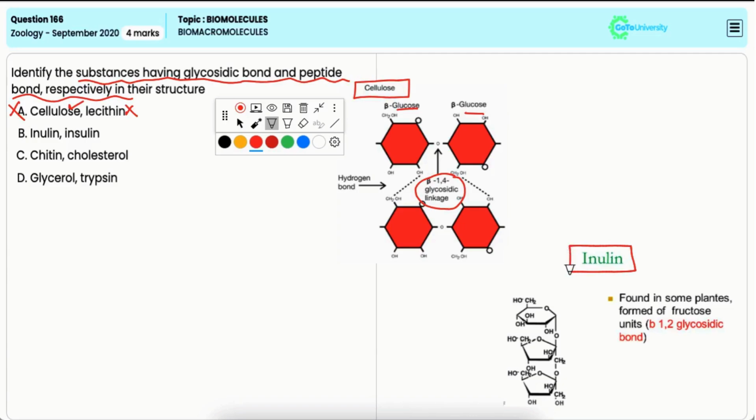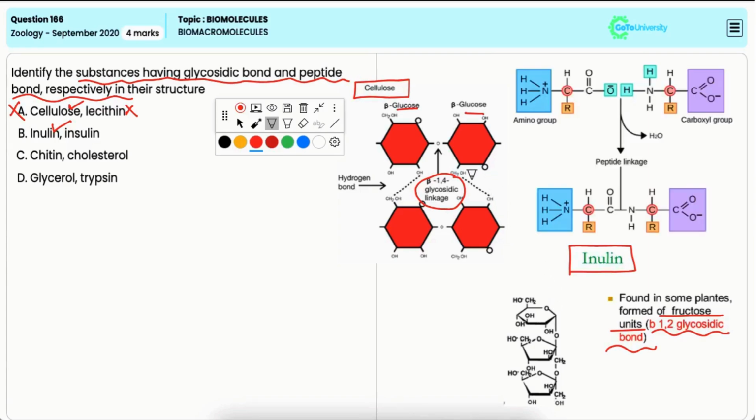Now, inulin is a polysaccharide which is made up of repeating units of fructose which are linked by glycosidic bonds. And glycosidic bonds are a specific type of covalent bond that connects the monosaccharide units in a polysaccharide.